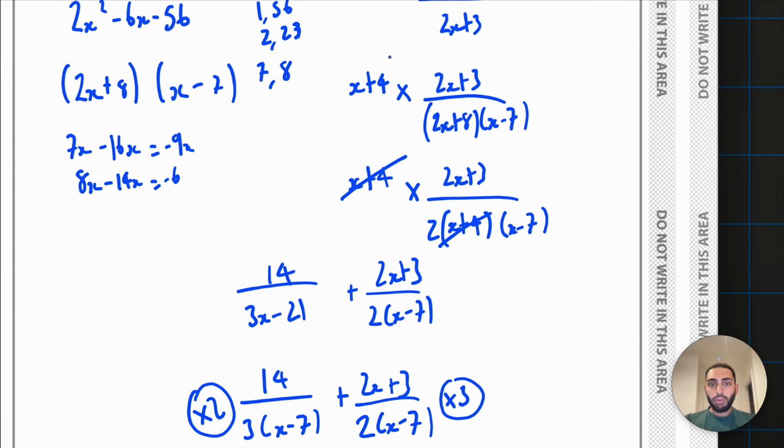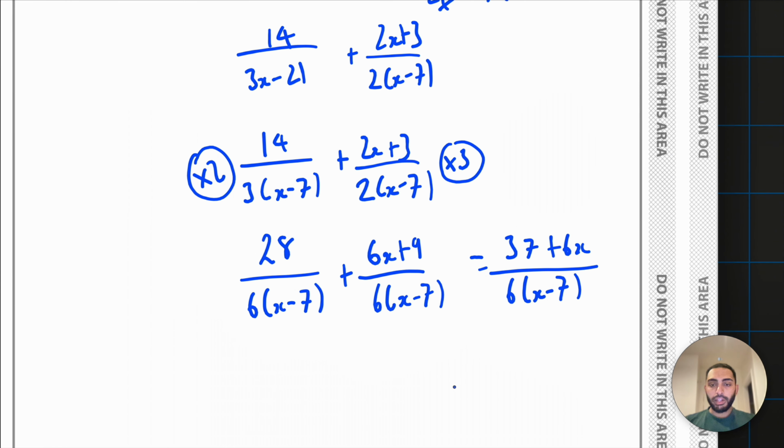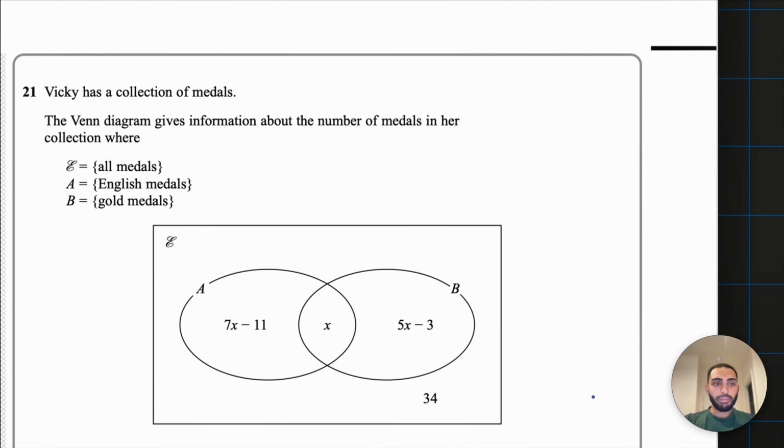So I need integers for all of this, and we're just going to have to expand out this bracket on the bottom. So the same thing on the top, my numerator stays the same, 37 add 6x over 6 multiplied by x, 6x, 6 times by negative 7 is negative 42. That's my final answer.